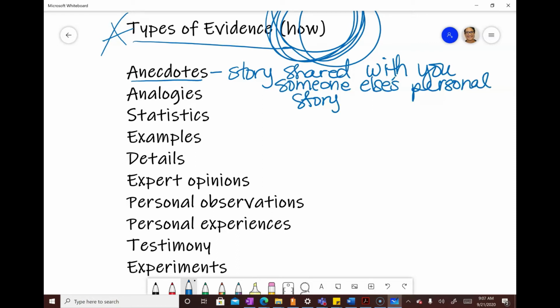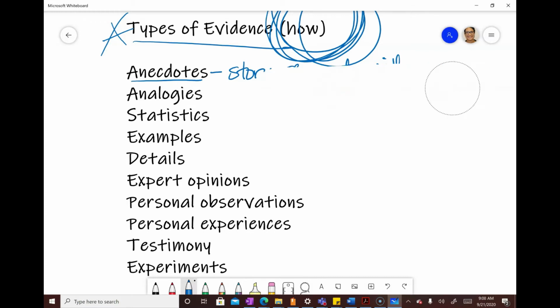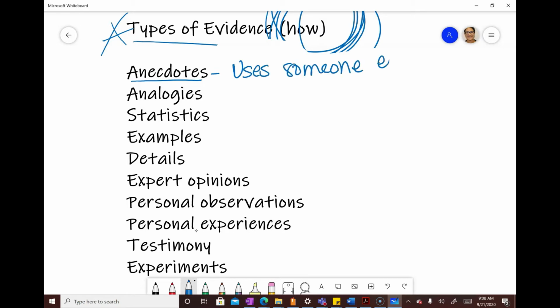And the biggest thing that you want to make sure that you really think about is the fact that an anecdote will say things like, so a big thing that you want to remember about anecdotes is it is someone else's shared story, and it's going to be using that story as an example. So it uses someone else's story as an example.